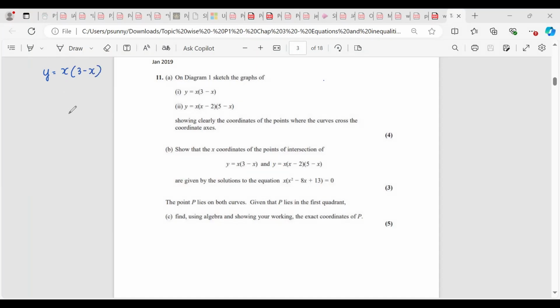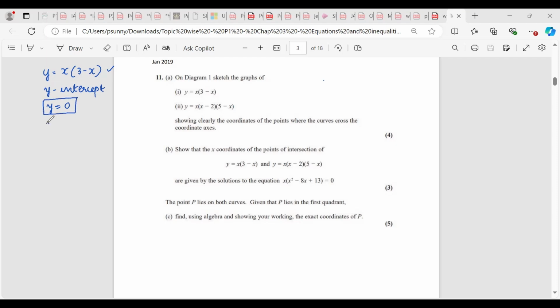To sketch a graph, especially a quadratic graph, let's first start with the y-intercept. The y-intercept means we need to put x as 0 in the equation. So when we substitute x as 0, you will get y equals 0 multiplied by 3 minus 0, that is 3. 0 multiplied by anything is 0. So your y-intercept will be 0.